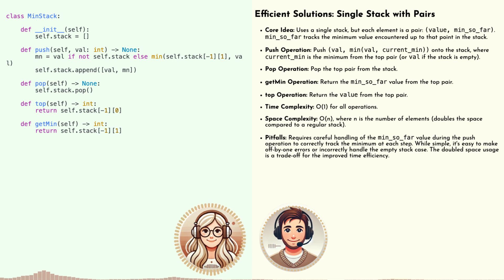Absolutely. Let's say we then push the number 7. Okay. We compare 7 to the current minimum, which is 2, from the top pair on the stack. 7 is greater, so the minimum doesn't change. We push (7, 2) onto the stack. Gotcha. So the minimum only gets updated when we see a new value that's smaller than the current running minimum.